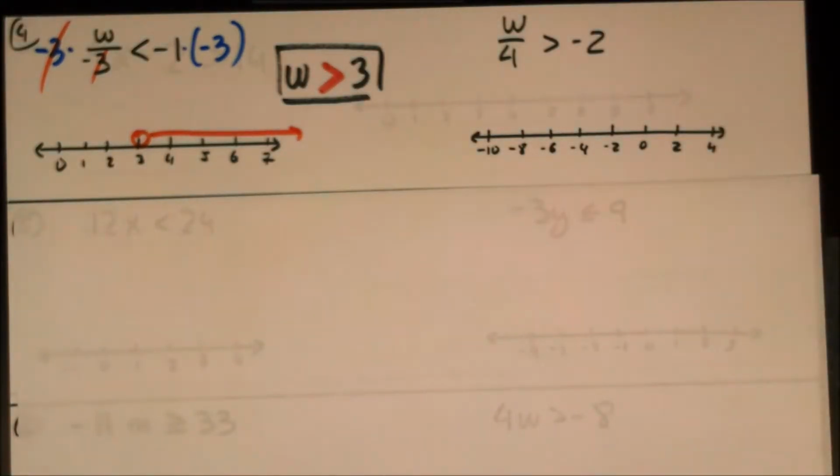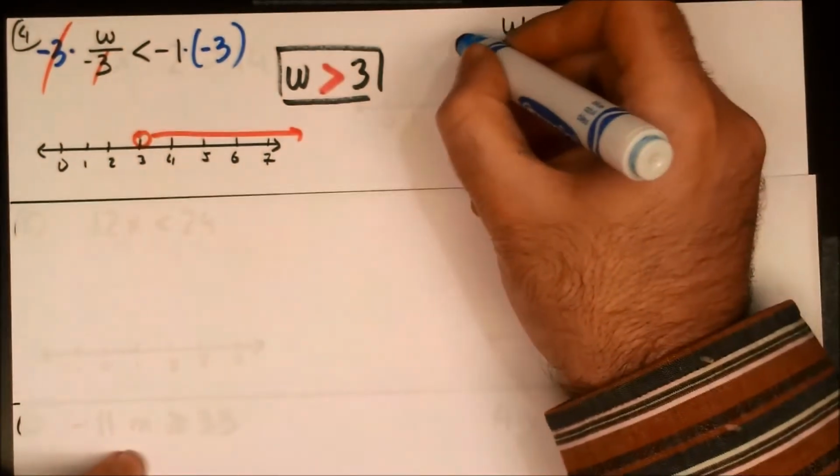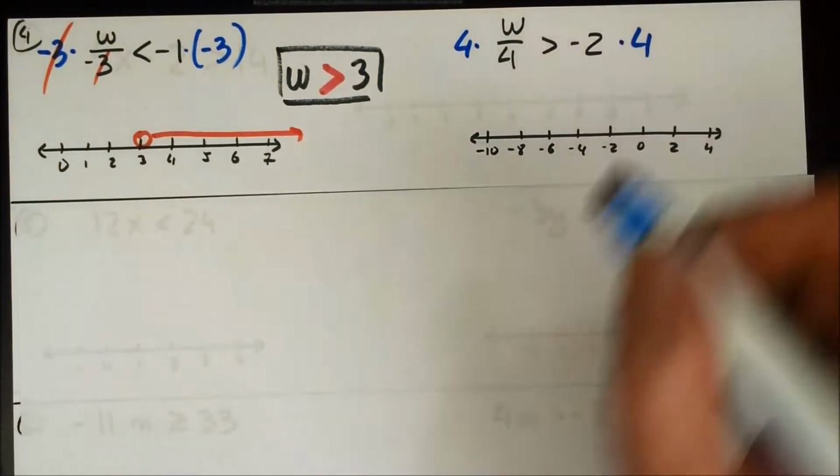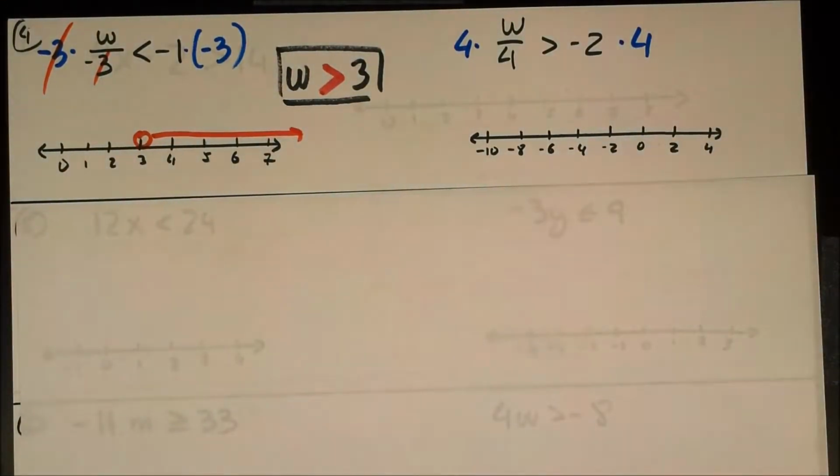Let's take a look at the second half of 4. W is being divided by 4. We got to get rid of that. So what is the opposite of being divided by 4? It is to multiply by 4. Is this an exception? No. So do I flip my inequality symbol? No, I don't, because I'm multiplying by 4.